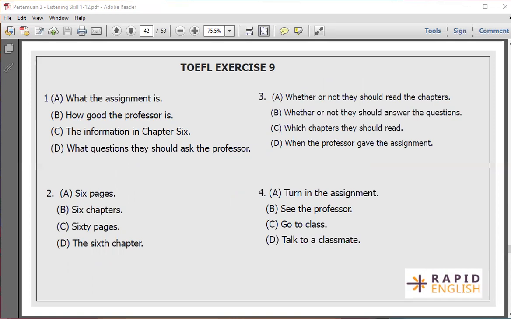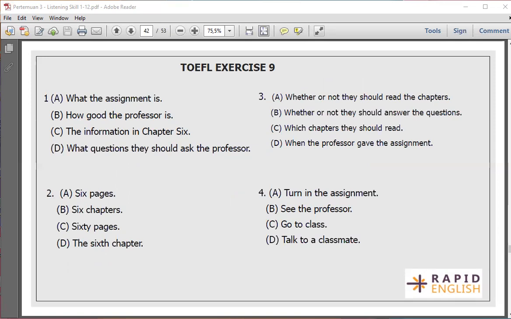Exercise 9. Listen to each complete conversation and answer the questions that follow. Questions 1 through 4. Listen as two students discuss what a professor said in a recent class.